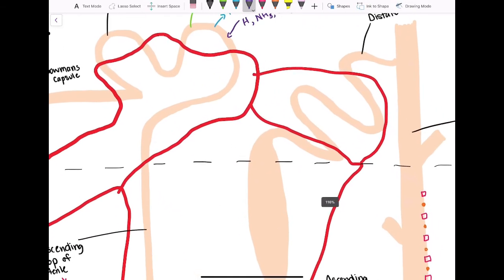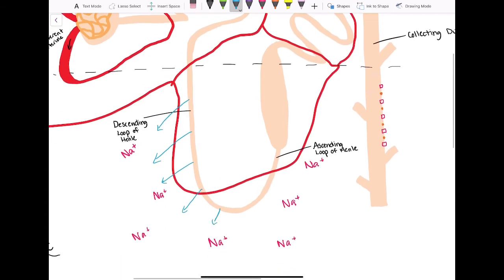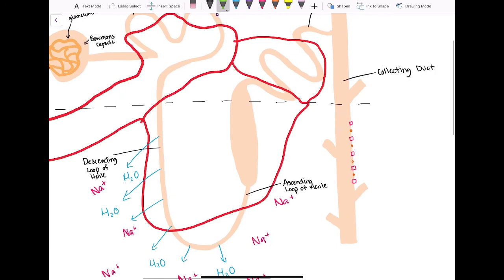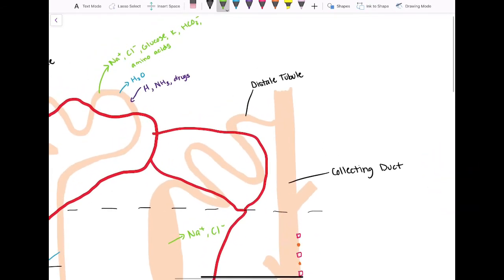The filtrate then moves down the descending loop of Henle, where even more water gets reabsorbed through passive transport. Thanks to the help of the sodium-enriched medulla surrounding it, this is possible. Once the filtrate moves up the ascending loop, the walls become too thick for water to get reabsorbed. Sodium and chloride get actively transported back into the bloodstream in the ascending loop.